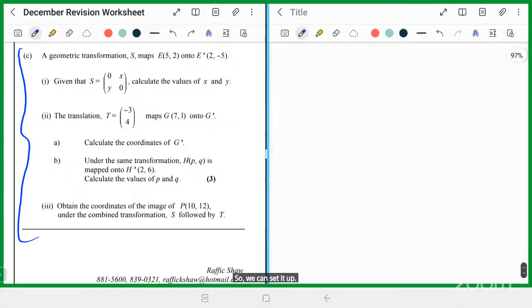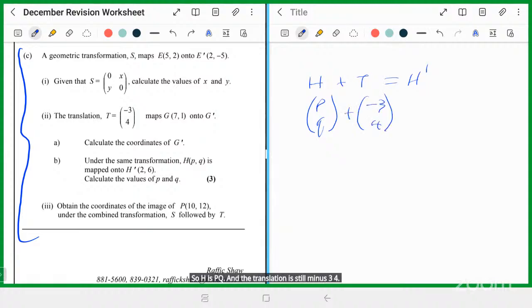So the point H plus the translation again is equal to H prime. So H is (P, Q), and the translation is still (-3, 4), and that's equal to H prime, and H prime has these values: (2, 6). We can set up like that.